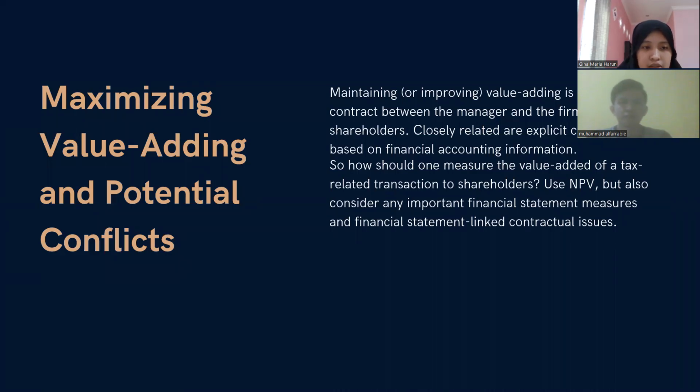And next topic about maximizing value adding and potential conflicts. Maintaining or improving value adding is implicitly a contract between the manager and the firm shareholders, closely related to explicit contracts based on the financial accounting information. So how should one measure the value added of tax-related transactions to shareholders? We can use NPV, but also consider any important financial statement measures and financial statement linked contractual issues.